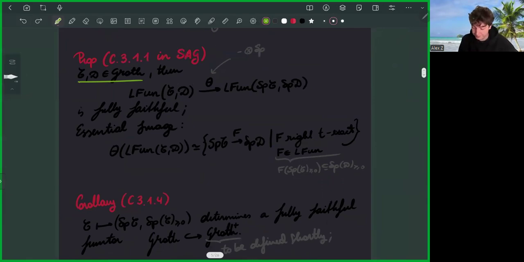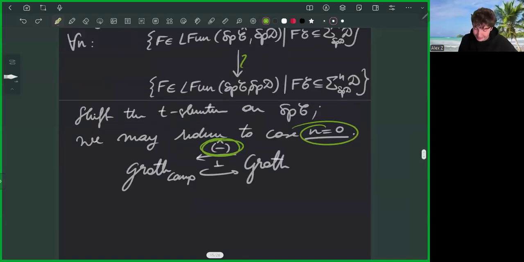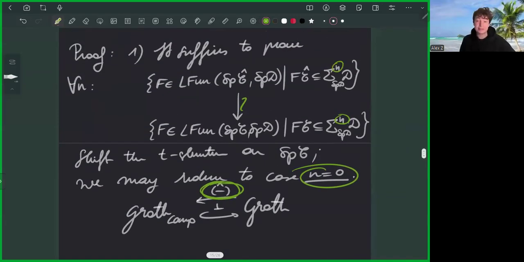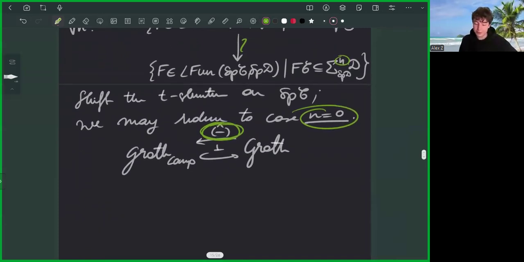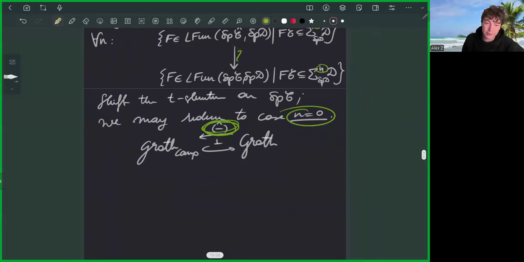And so let me go back again. Sorry again for scrolling. The statement for n equals 0, so if n is 0, then this just means right T exact functors. So you go from right T exact functors to right T exact functors. And so this is just the universal property of this completion functor. So this takes care of one.